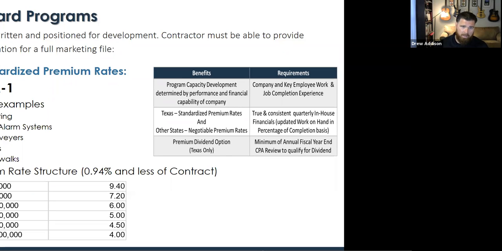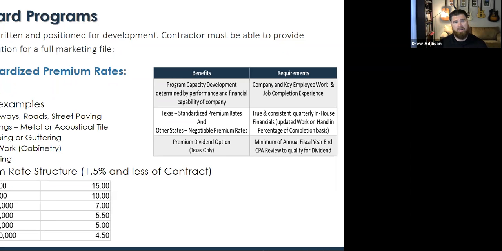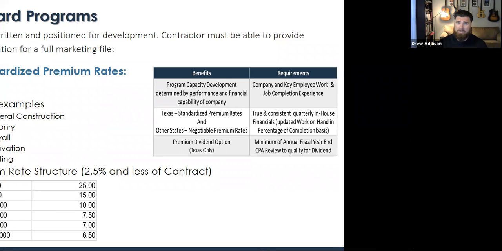Class A1 being the lowest rates, it starts at 0.94% of the contract amount. Class A, this is highways, roads, street paving, ceilings, curbing, cabinetry, roofing, starts at 1.5%. Again, larger the contract, the smaller that percentage. Class B rates, this is general construction. This is masonry, drywall, excavation, painting.